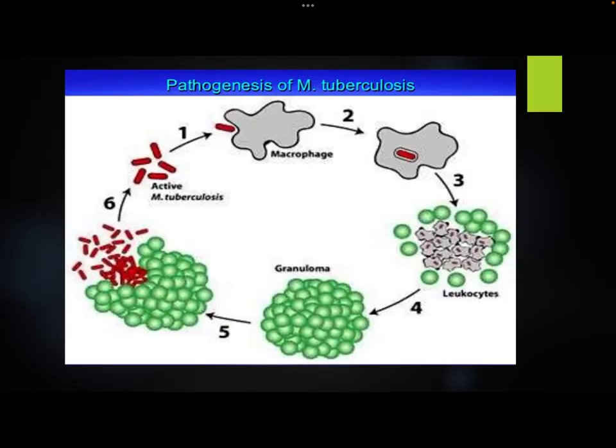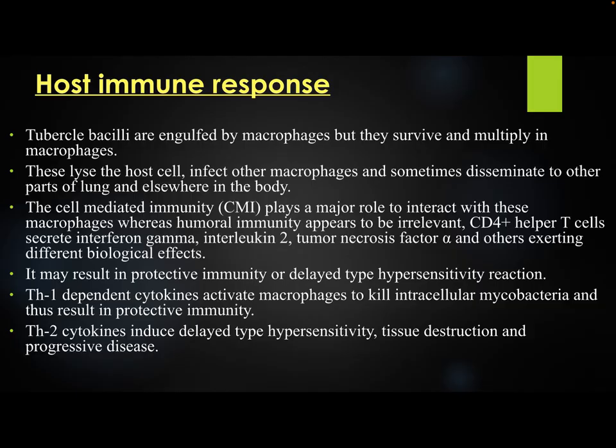This is the figure showing the pathogenesis of Mycobacterium tuberculosis. In step 1, these organisms adhere to the macrophages. After that, internalization of bacilli occurs, then multiplication of bacilli in macrophages, and the infected macrophages rupture and release the bacilli, which infect the neighboring macrophages.